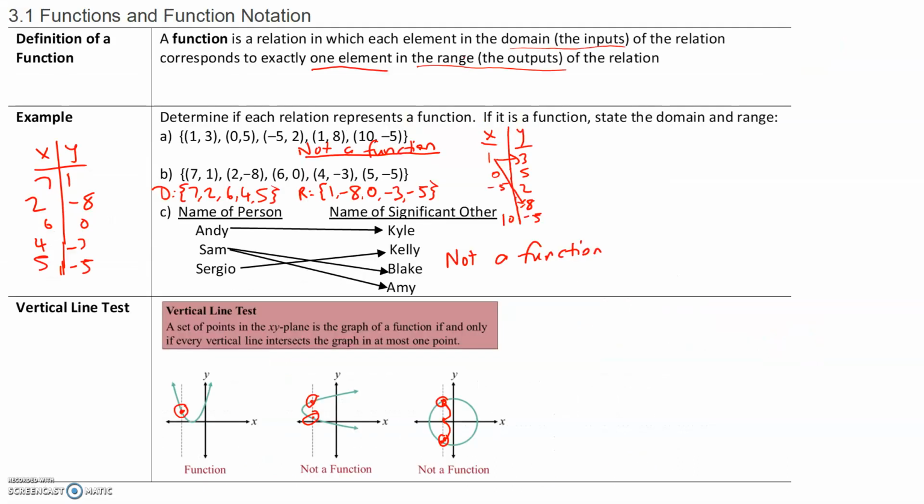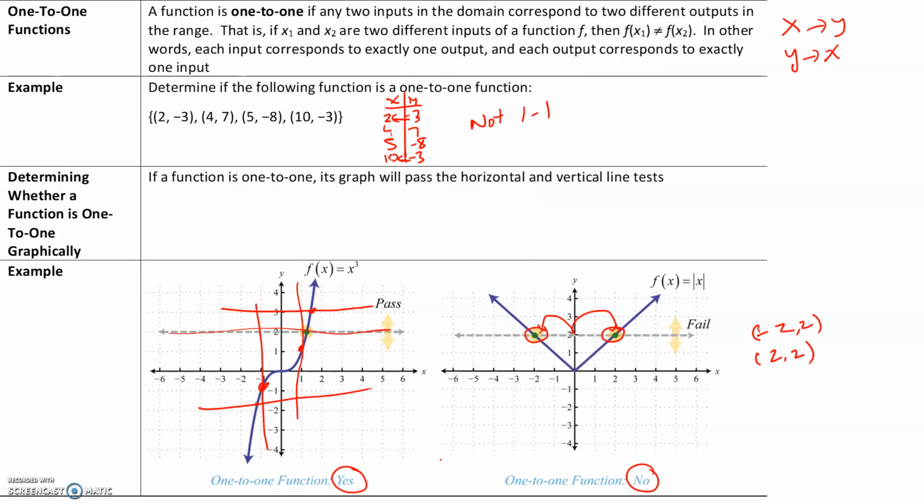Okay, so quick recap. For a function, you have to pass the vertical line test. A vertical line can only hit the graph once. If it hits the graph more than once, it is not a function. To go one step further, if a horizontal line hits the graph once, then it is a one-to-one function. But if a horizontal line hits the graph more than once, then it is not a one-to-one function. Okay, so I'll put a little summary here.